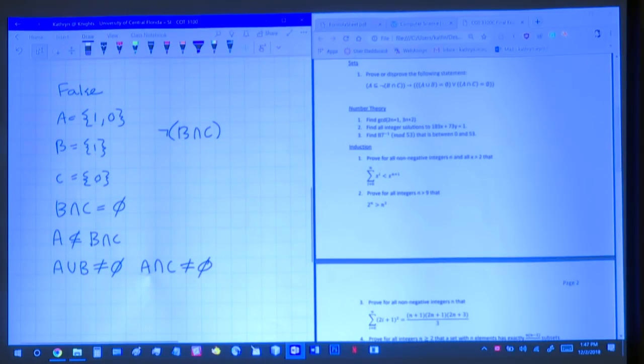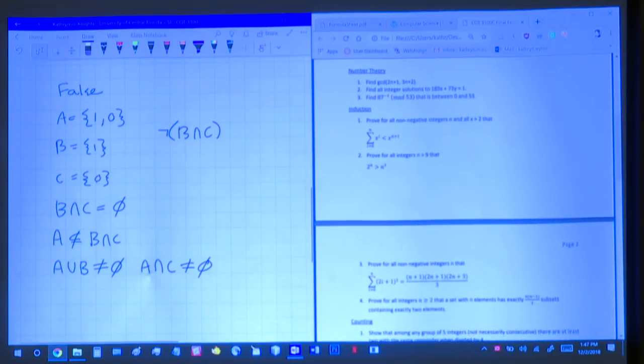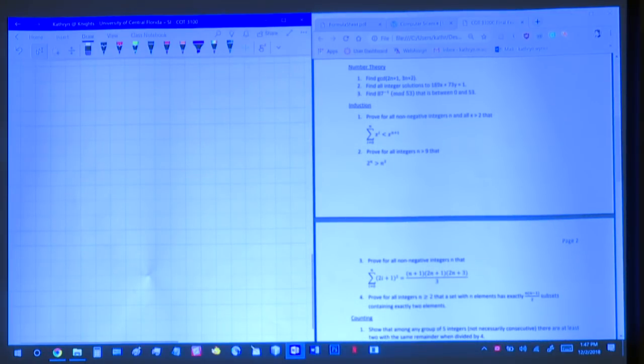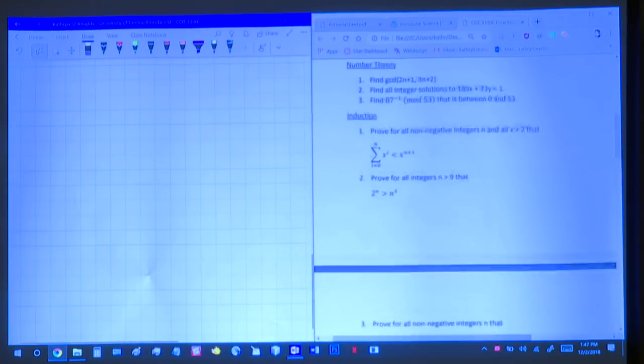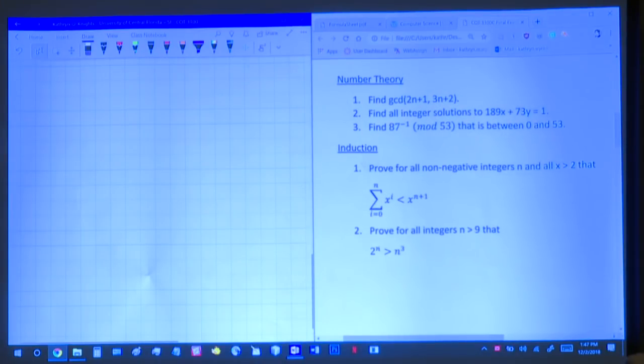No? I'll move on to number theory then. Okay. The first question is finding the GCD of 2n plus 1 and 3n plus 2. And that one we can do a kind of weird Euclid's algorithm. So we could say 3n plus 2 equals 1 times 2n plus 1 plus n plus 1.